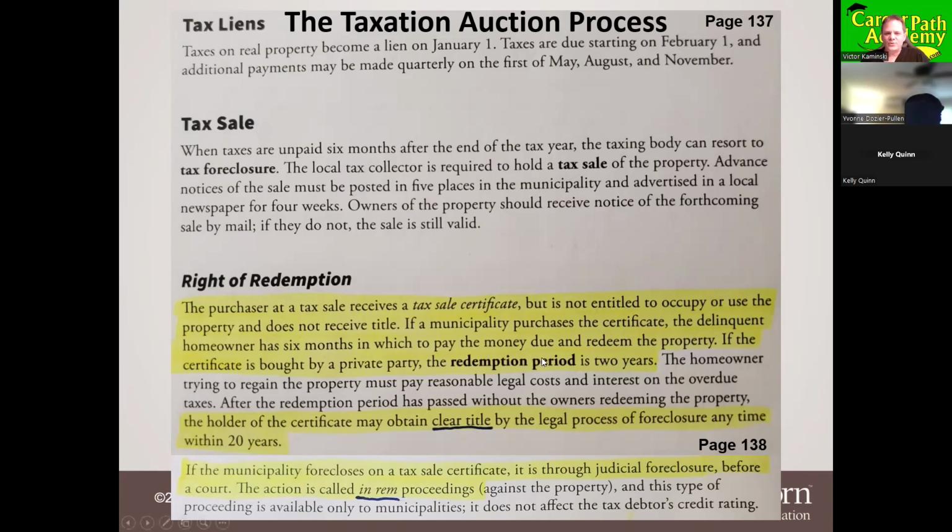So the redemption period is 2 years for private parties that invest at these auctions. If the municipality were the purchaser of that tax certificate, then it would be 6 months that the homeowner has to pay them back. Now, the holder of a certificate may obtain clear title through the legal process of foreclosure anytime within 20 years if they don't pay you back within that 2 years after the auction. That means it wipes out all other liens. If you foreclose, you wipe out all other liens, including a first mortgage. You get that property free and clear just for whatever you paid in the property taxes.